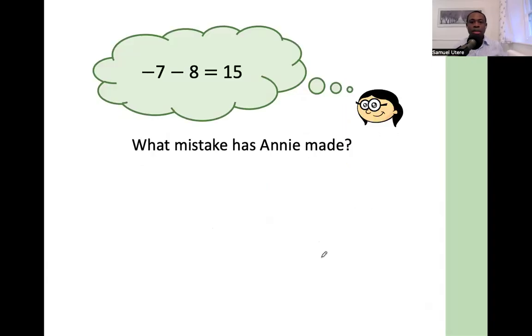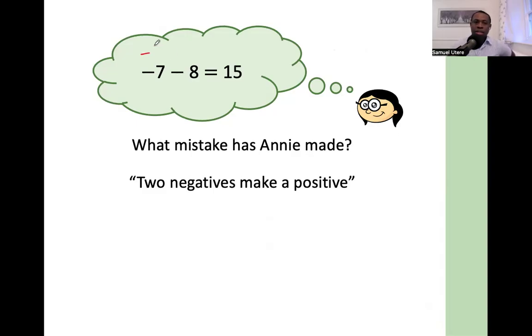All right, here is a mistake that Annie made. Annie says that negative 7 subtract 8 is equal to 15. What mistake has Annie made? Well, Annie has probably made the mistake that two negatives make a positive, right? But what Annie has forgotten is that two negatives only make a positive when they must be next to each other.